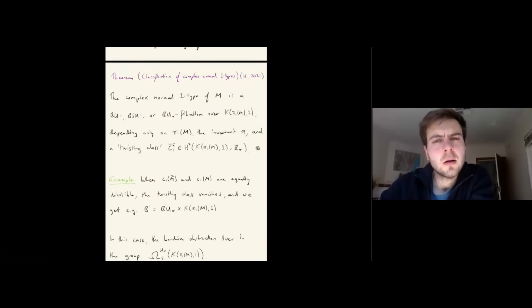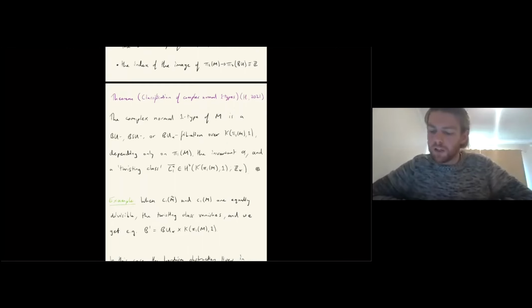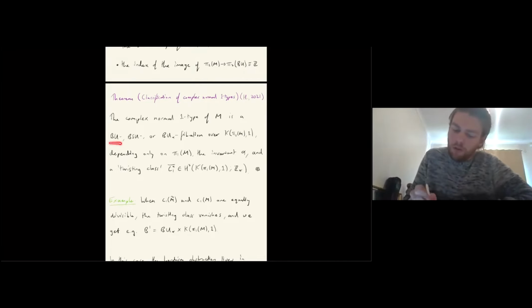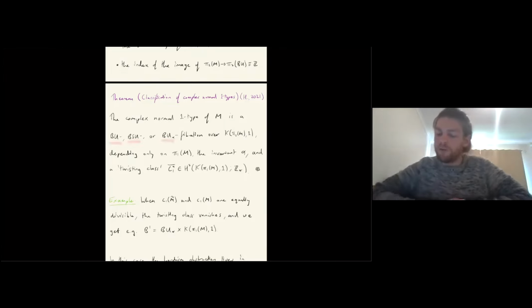Our result is that there's this classification of complex normal 1-types. The complex normal 1-type of a stably complex manifold M is either a BU, BSU, or BU alpha fibration over this K(pi 1, 1). So this is an Eilenberg-MacLane space.